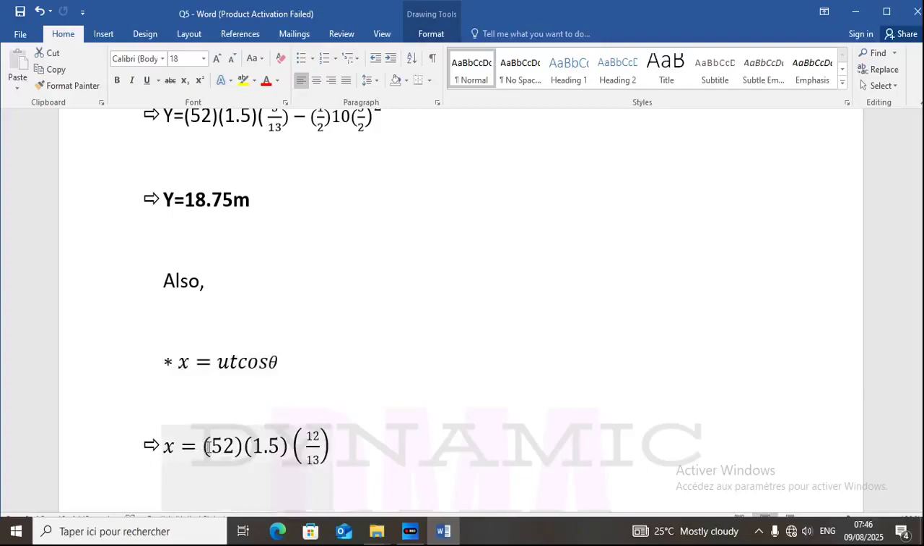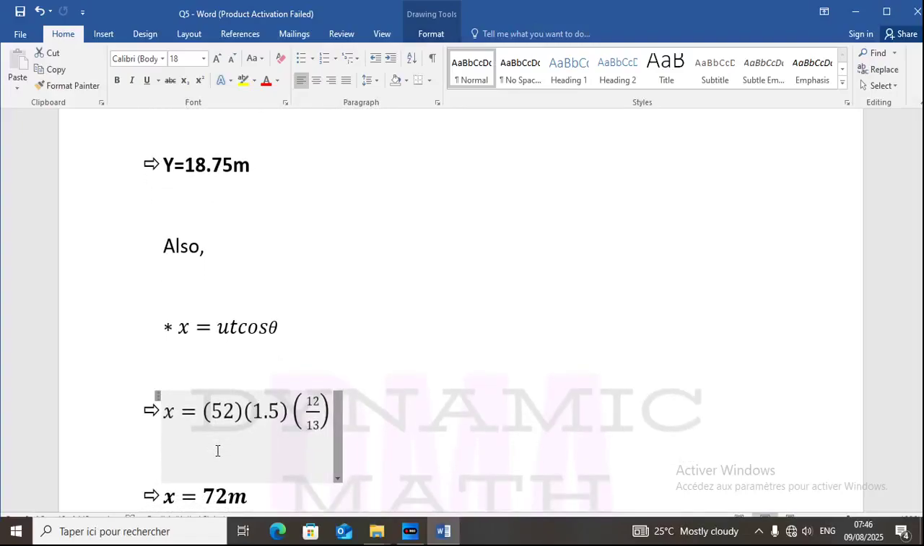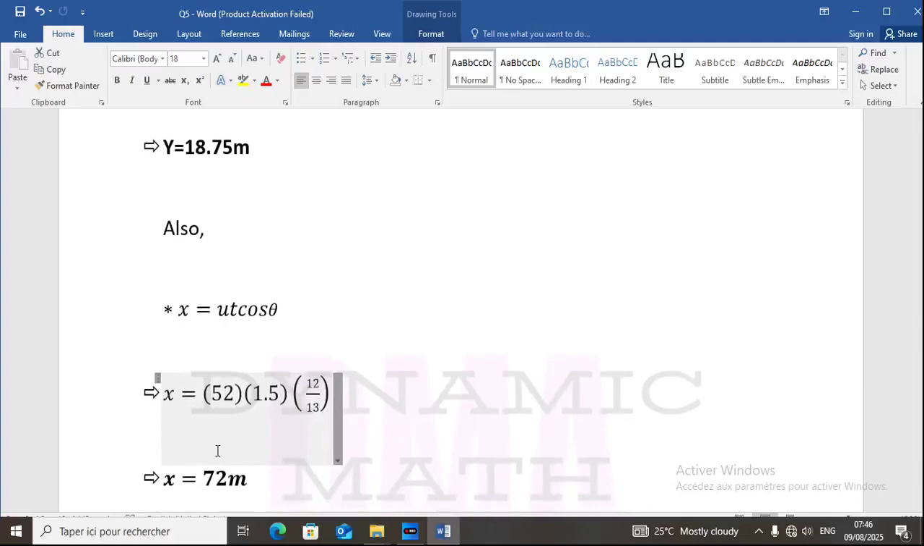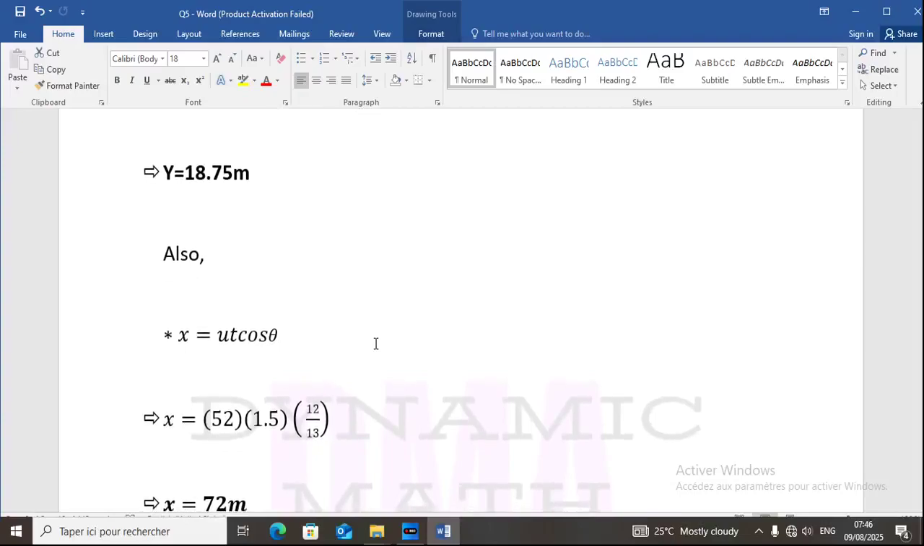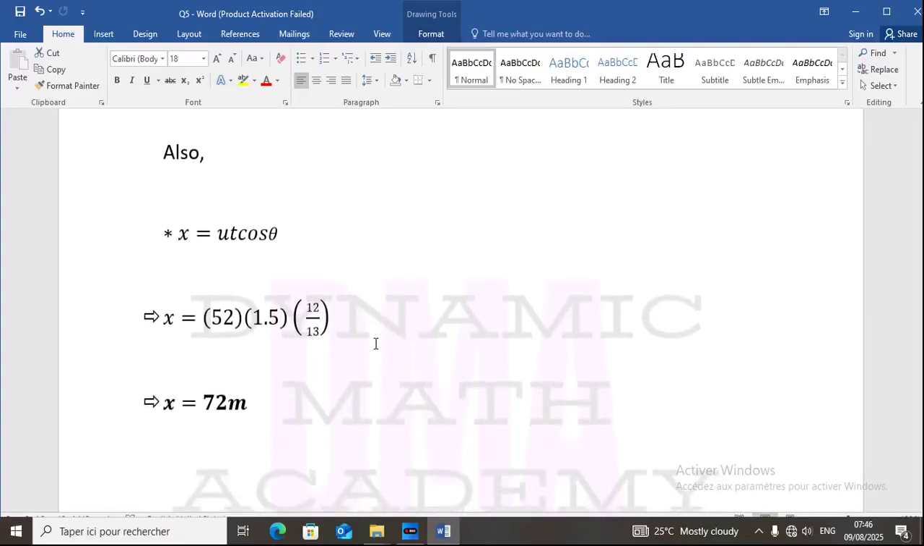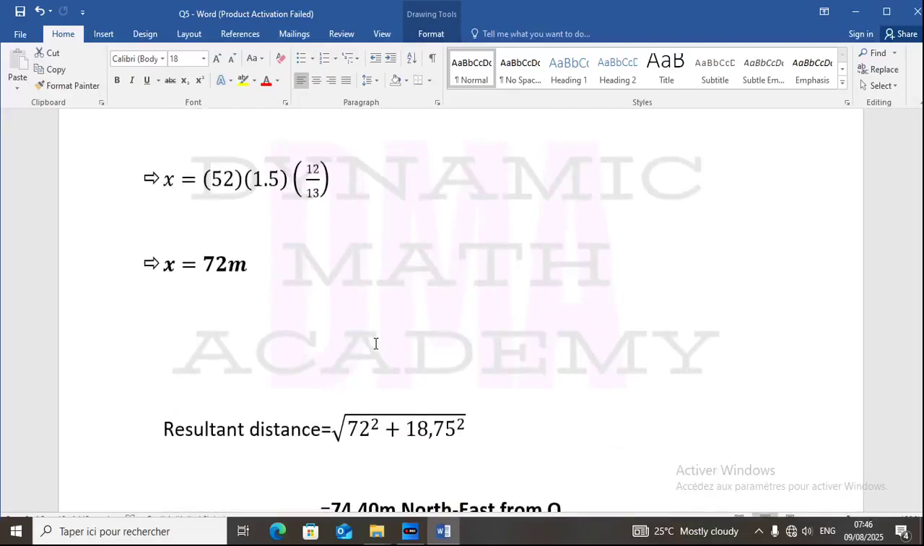So if you just input everything here, we're going to have 52 times 1.5 times 12 on 13. And at the end of the day, you're going to have 72 meters as your x, the horizontal distance, meaning that when t equals 1.5, the particle travels 72 meters horizontally and 18.75 meters vertically.